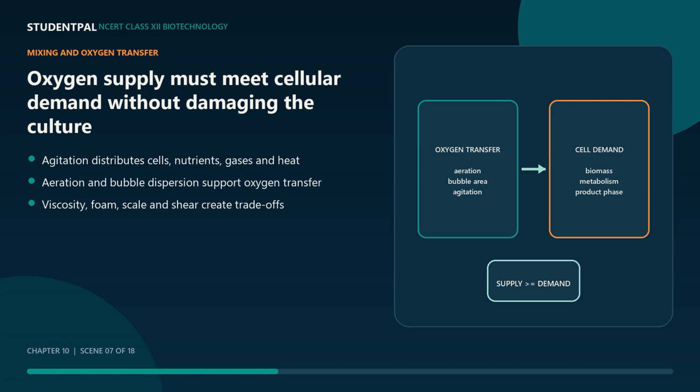If uptake exceeds transfer, dissolved oxygen falls and metabolism or product formation may change. Increasing agitation or airflow can help, but more is not automatically better. Shear-sensitive cells may be damaged, foam may increase, and power and heat loads rise. Oxygen enrichment, pressure, impeller choice or feed adjustment are other options. Diagnose limitation with dissolved oxygen, biomass, substrate, product and off-gas evidence before changing the process.